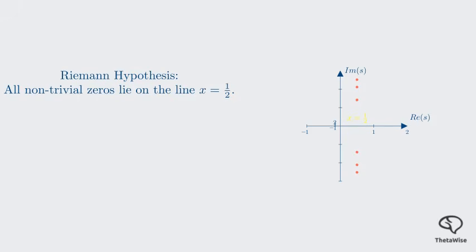So, let's recap. The hypothesis claims that all the secret non-trivial zeros of the zeta function are perfectly aligned on the critical line. It's a statement of perfect order hidden within what might seem like a random scatter. So why is this hypothesis so important? Its connection to prime numbers is incredibly deep. If the Riemann hypothesis is true, it would give us a powerful tool to understand how prime numbers are distributed.